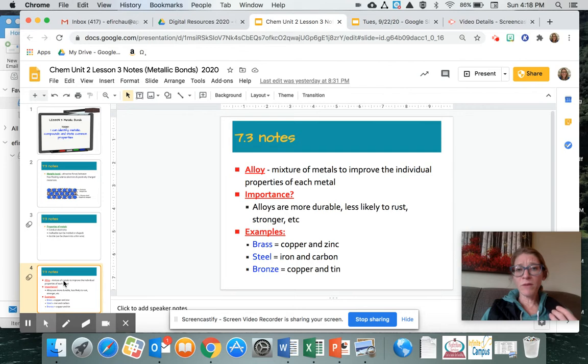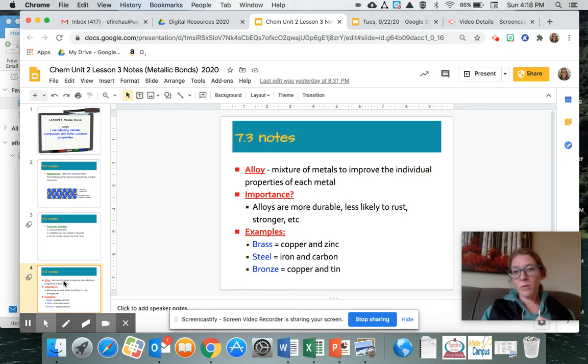Some examples of alloys are brass, which is a mixture of copper and zinc. Brass is used a lot in band instruments. Steel is a mixture of iron and carbon. And there's several different types of steel and different percentages of iron and carbon in the different types of steel. And bronze is another one. Bronze is a mixture of copper and tin.